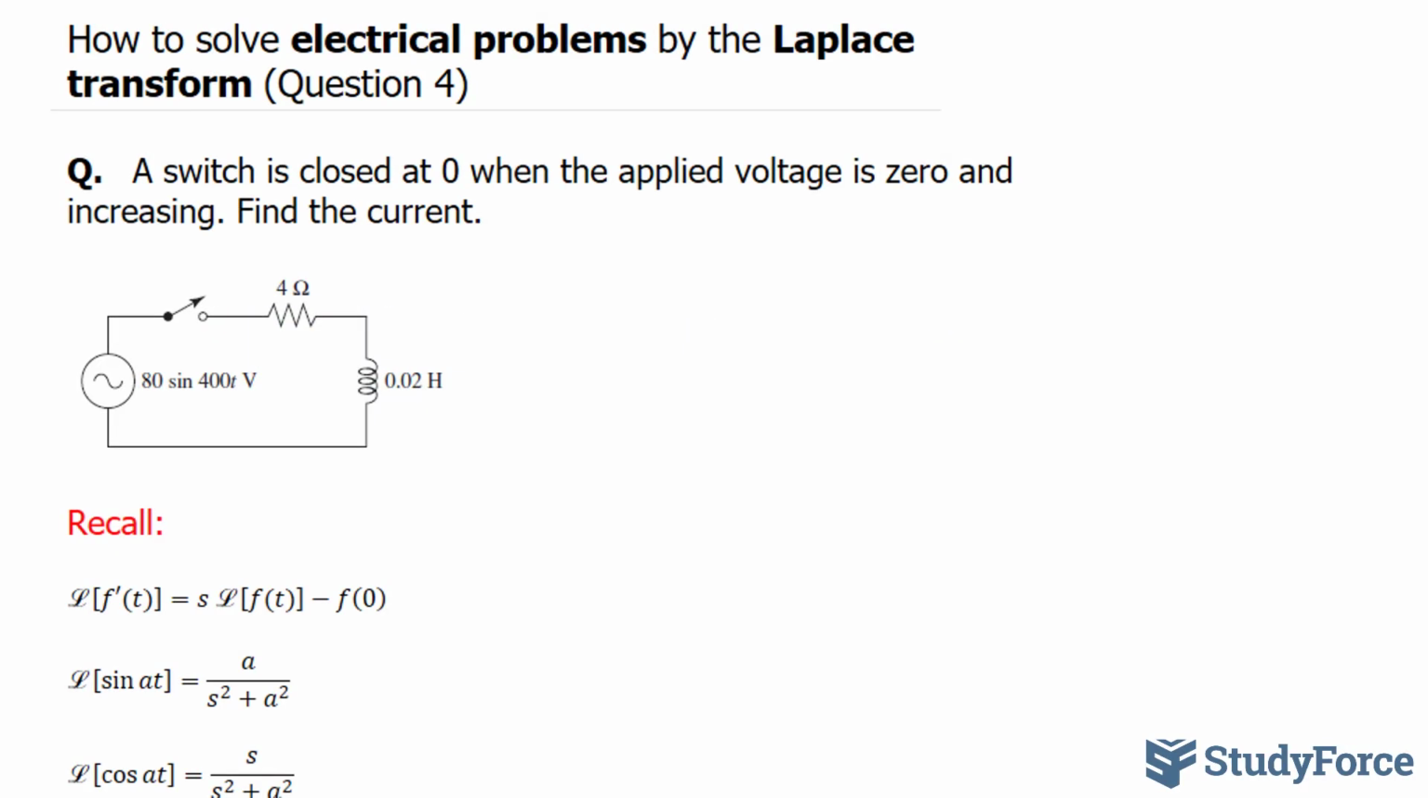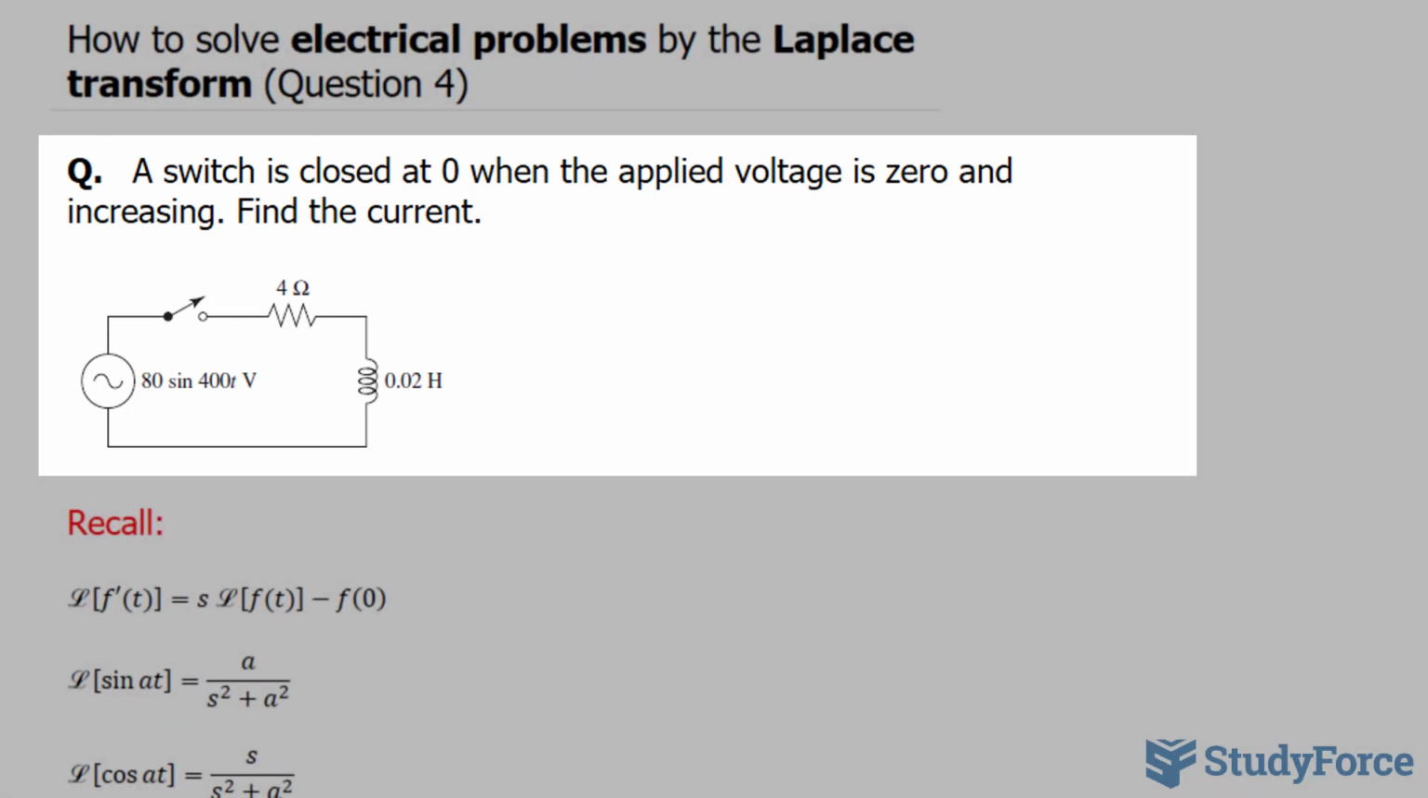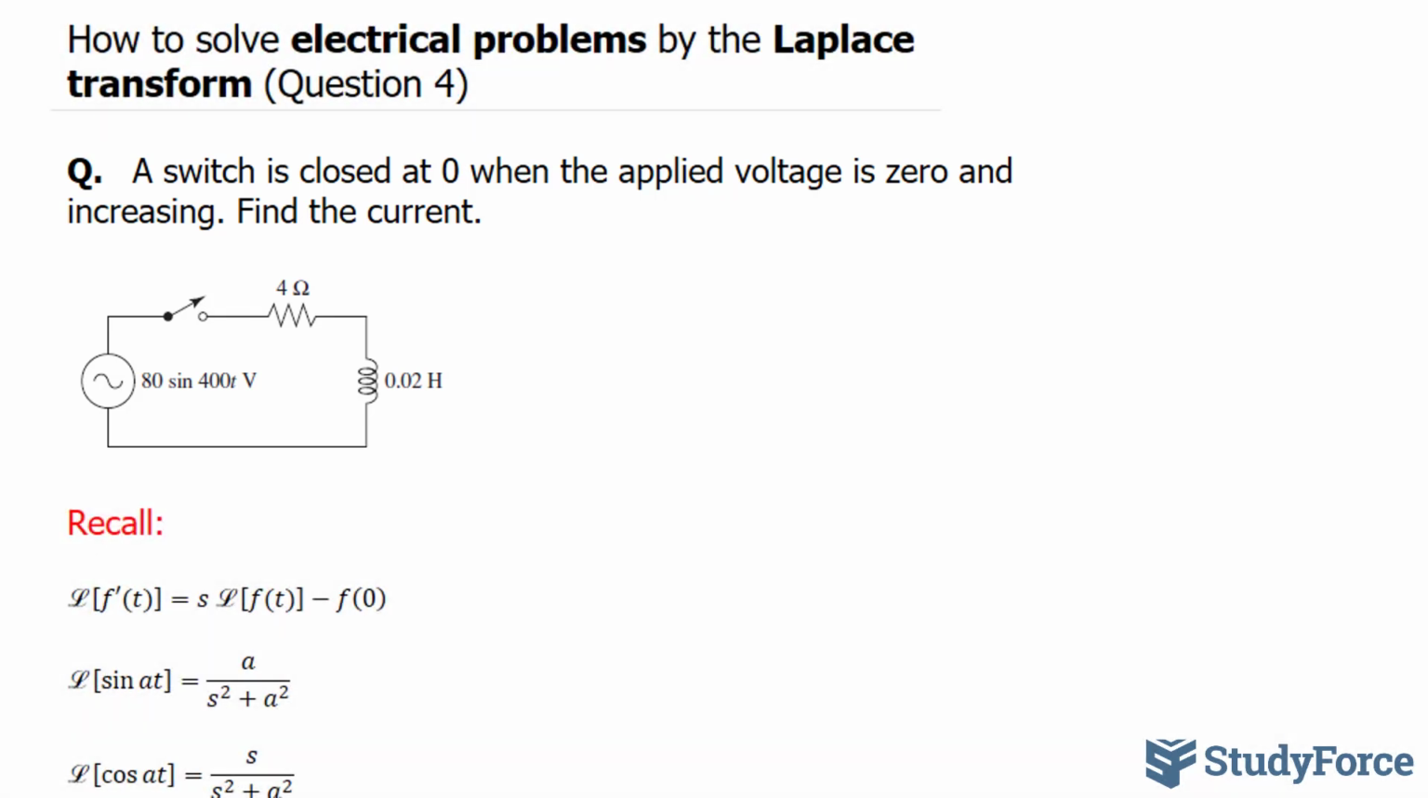In this lesson, I'll show you how to solve an electrical problem by the Laplace transform. This is question number 4. Specifically in this question, we'll look at an RL circuit with AC source. The question reads, a switch is closed at time t equals 0 when the applied voltage is 0 and increasing. Find the current. First, let's start with Kirchhoff's law.